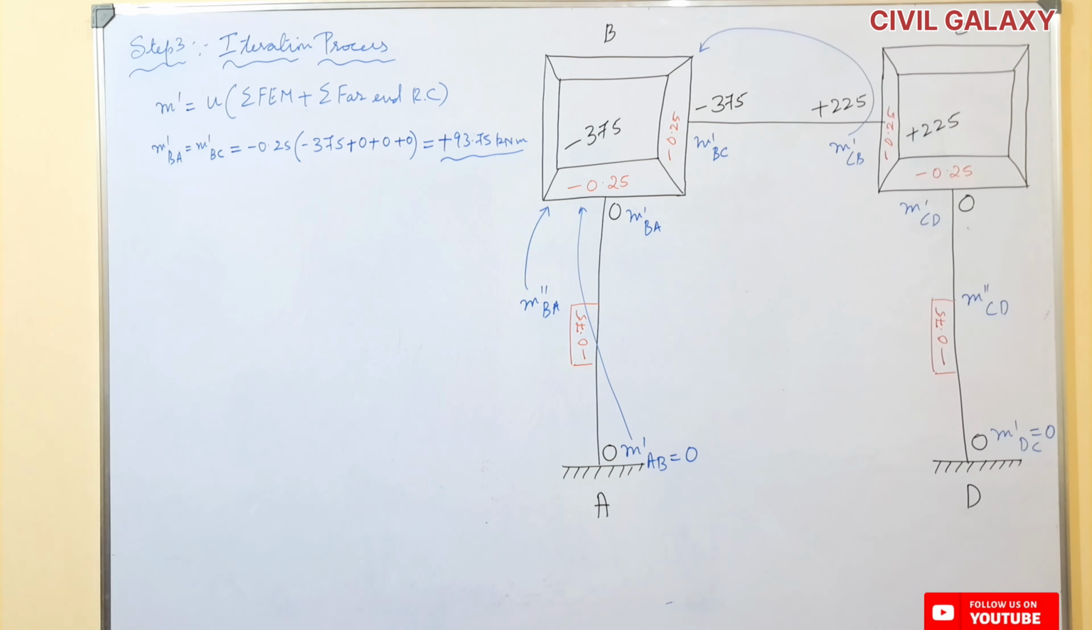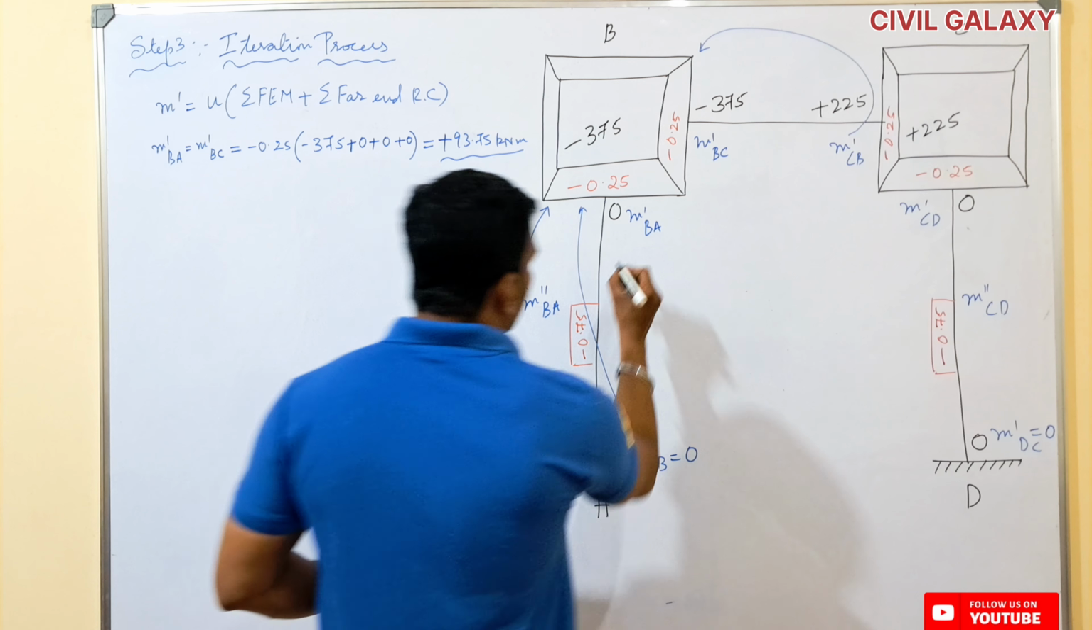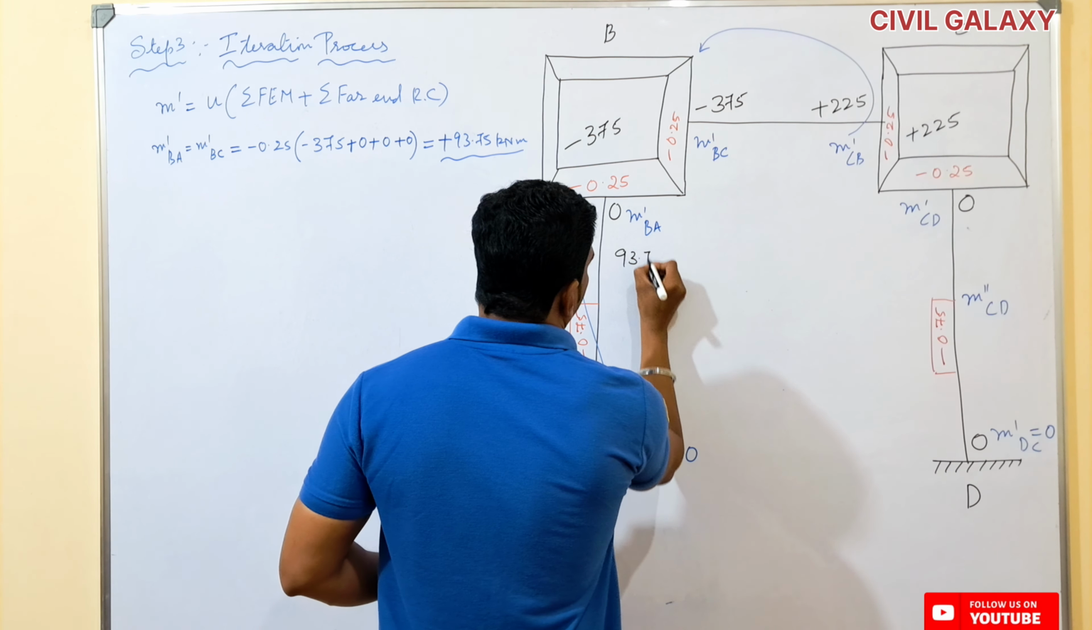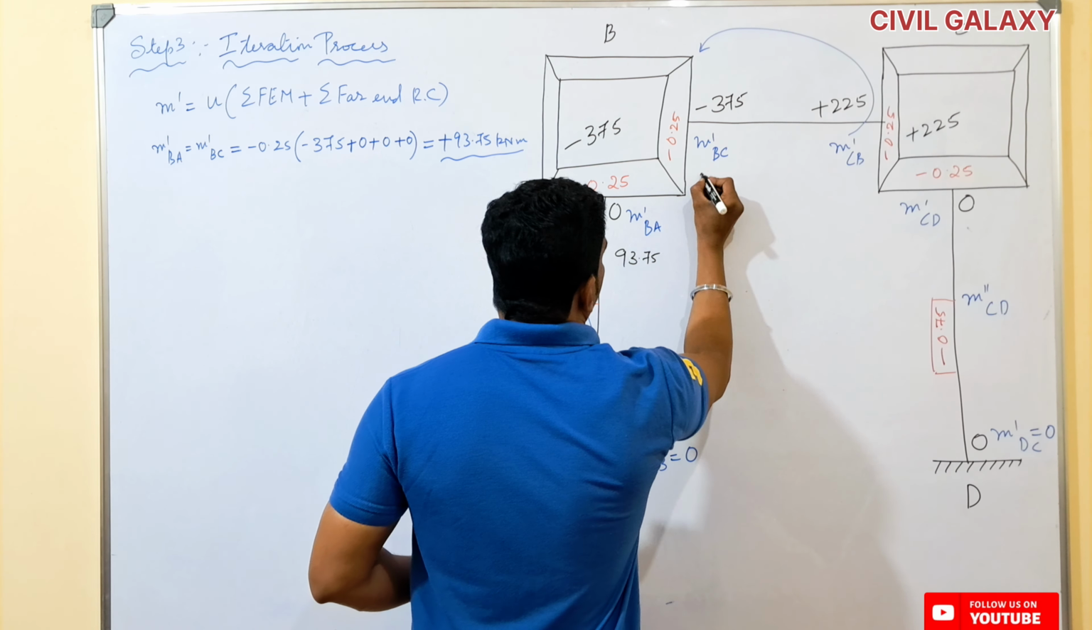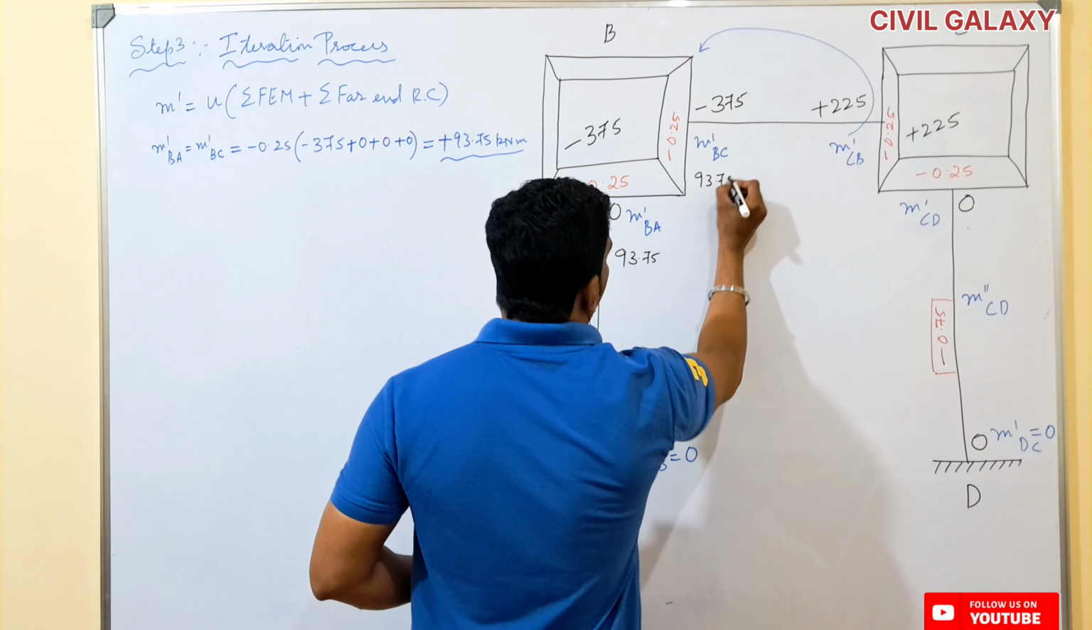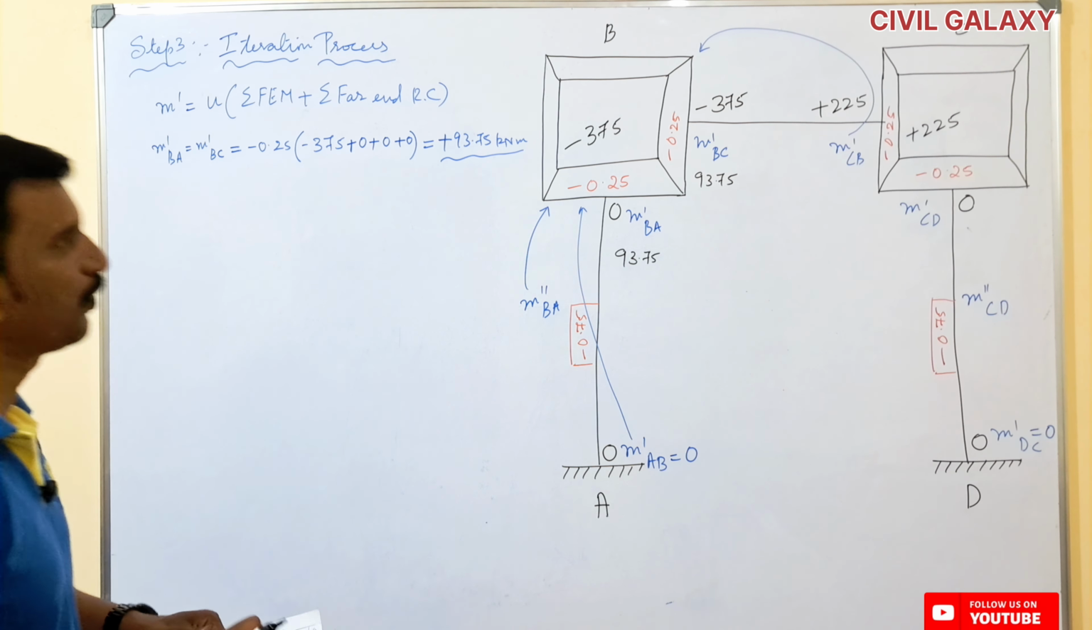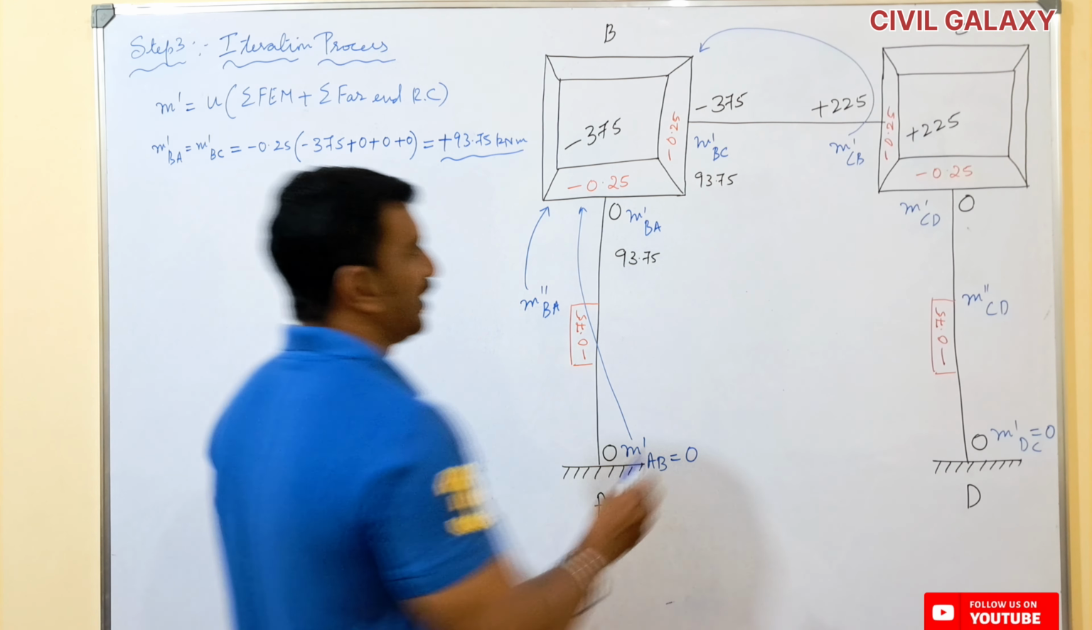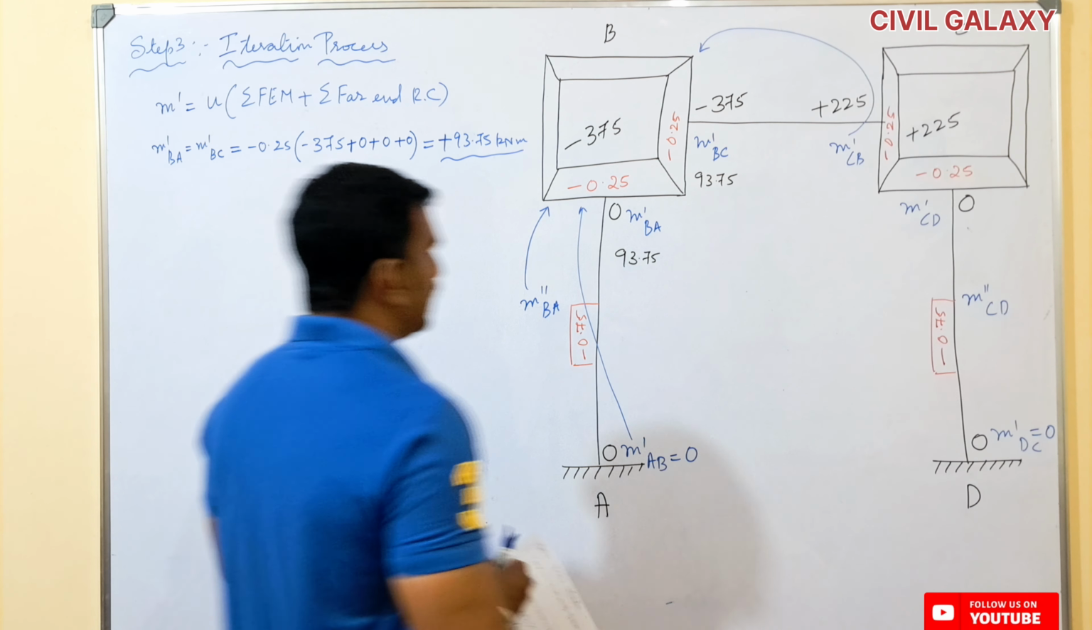So 93.75, so 93.75, here also 93.75. So similarly we have to calculate the rotation contributions for M dash CB and M dash CD.